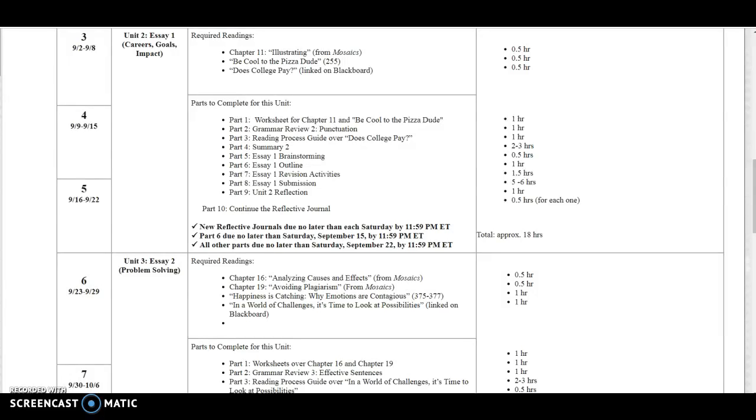But the reading process guide gets them to think about the article in depth. Of course, they're wrestling with the topic. It has questions that ask them to consider bias and argumentation strategies, and they do a reverse outline for it.